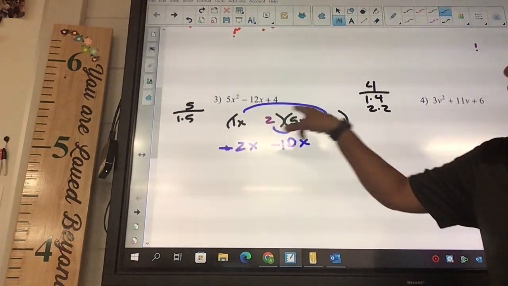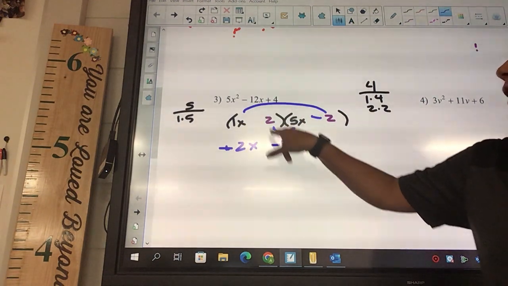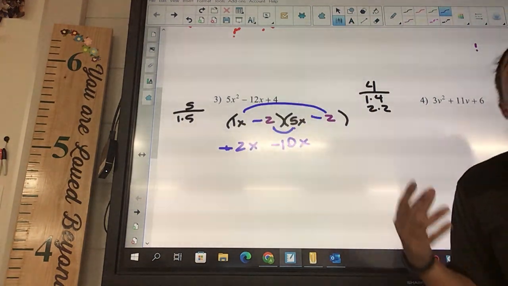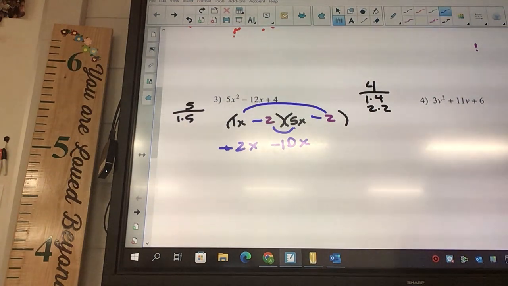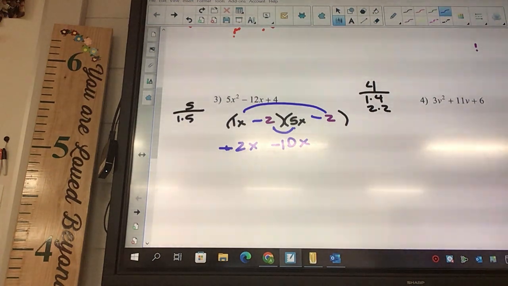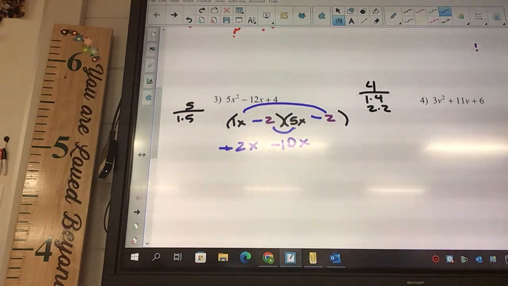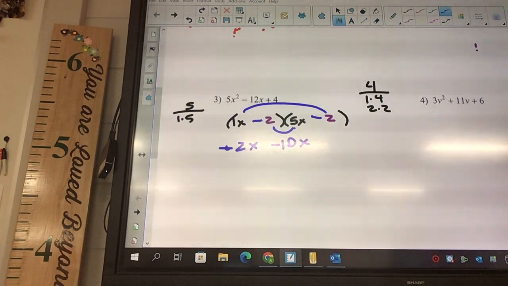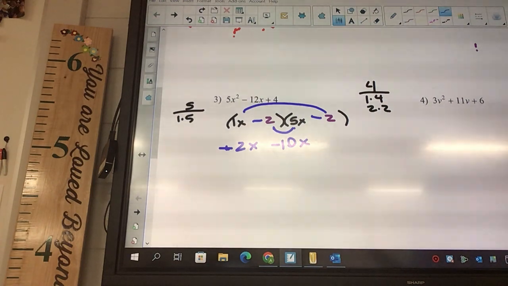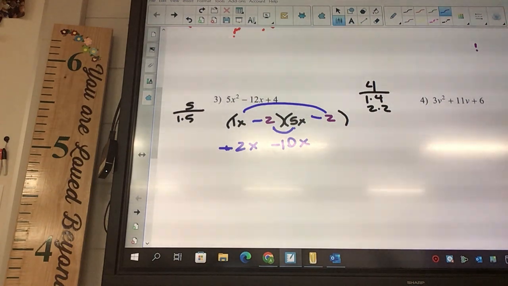This sign goes to this one. This sign goes to this one. In this case, it doesn't really matter because they're both negative, okay? But you do need to get in the habit that the signs kind of crisscross their spots above, okay? And this one's done. Sometimes, I promise you, you're going to get it done on the first try. Sometimes you're going to get it done on the 6th try, okay?